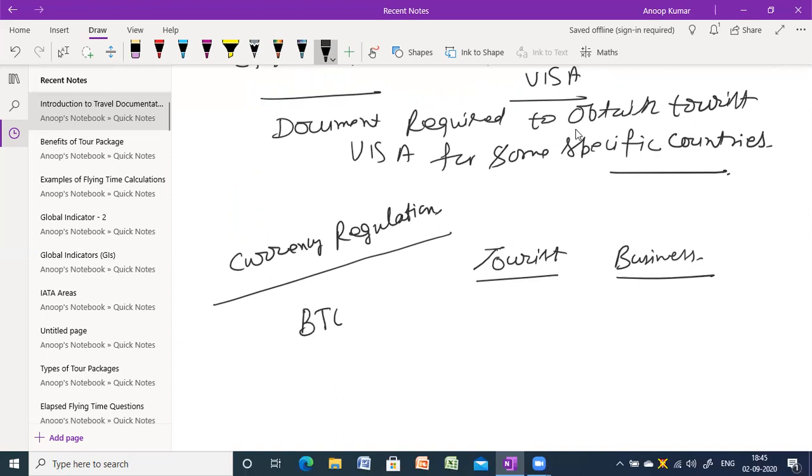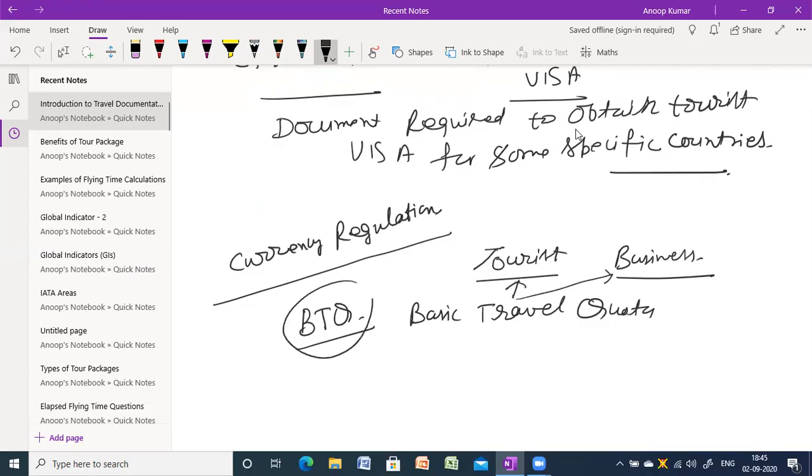Then there is a concept of BTQ, that is called basic travel quota. What is the basic travel quota as far as tourist visa is concerned? If you are traveling for a business visa, what is the BTQ? If you are traveling for medical purpose, what is the BTQ? And if you are traveling for study purpose or on a study visa, what is BTQ? So all these things we are going to cover under this particular topic, that is the currency regulation.